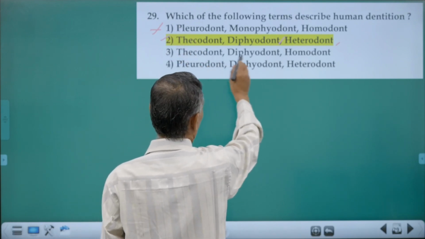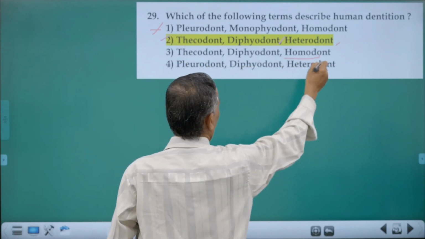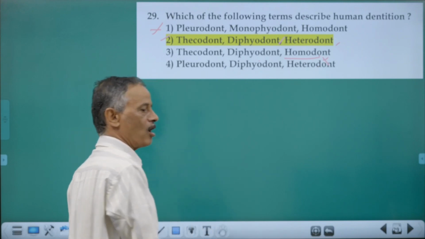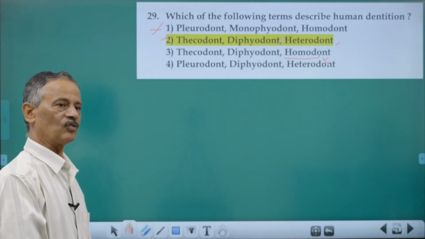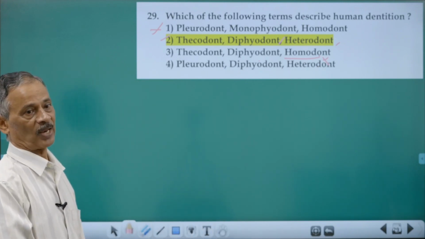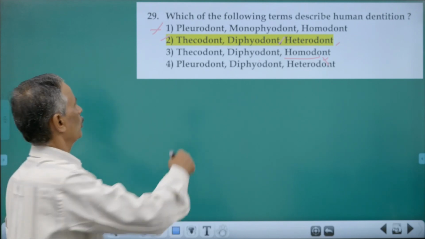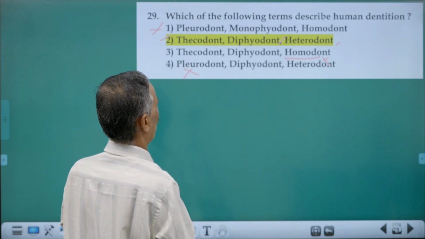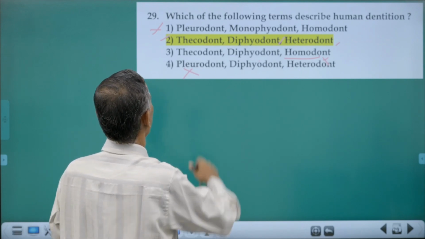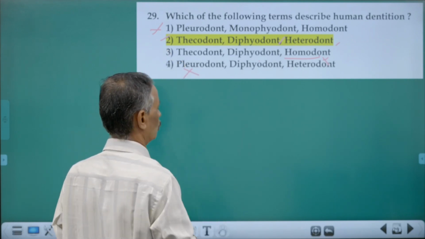It is thecodont, diphyodont, but not homodont. Homodont means all teeth are the same. That is what is seen in reptiles. All teeth are the same. Is it pleurodont? No, it is not at all pleurodont. Okay, so the only correct term is 2.